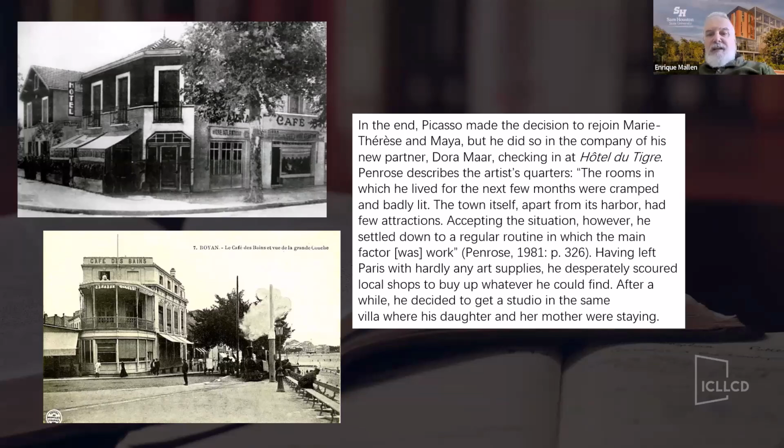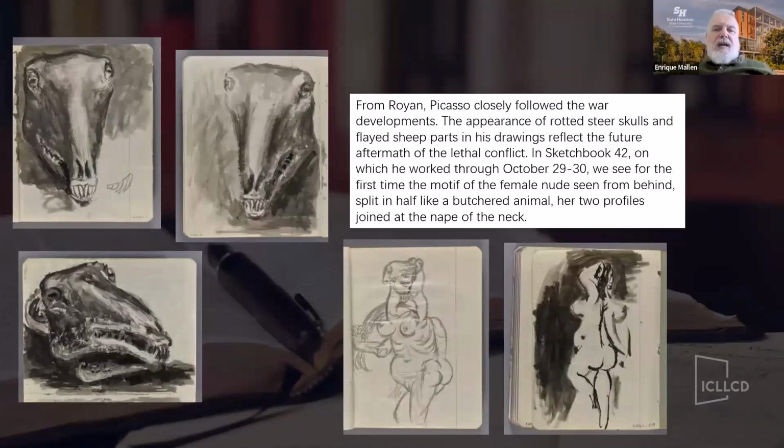Having left Paris with hardly any art supplies, he desperately scoured local shops to buy up whatever he could find. After a while, he decided to get a studio in the same villa where his daughter and her mother were staying. From young, Picasso closely followed the war developments.